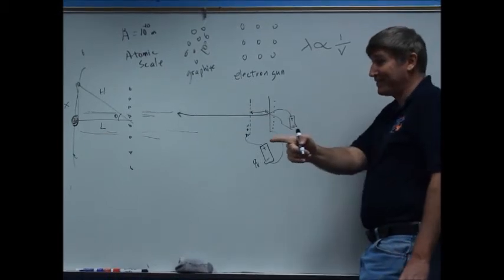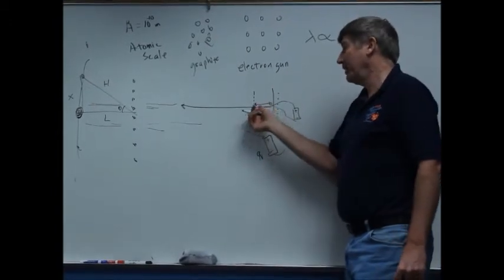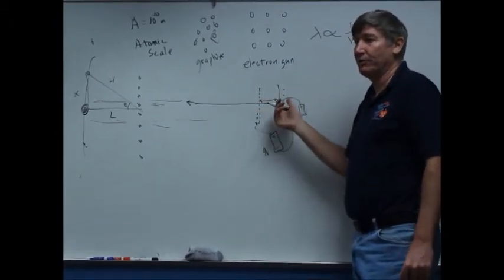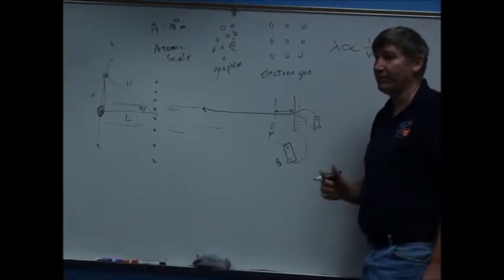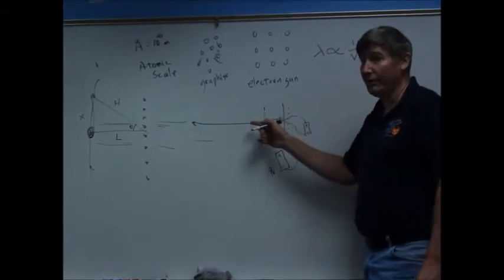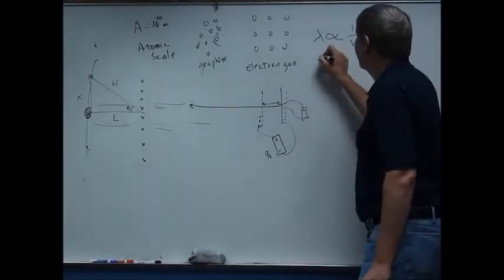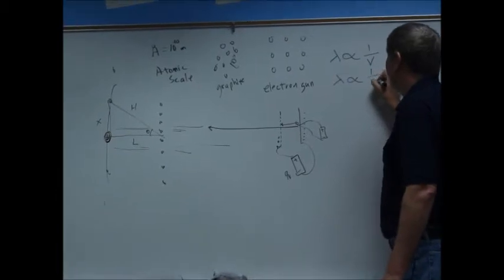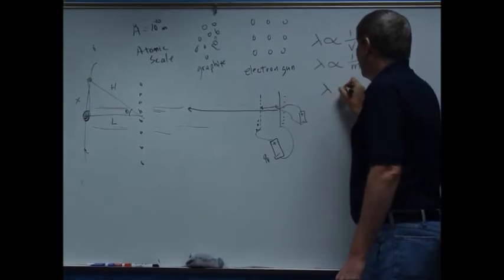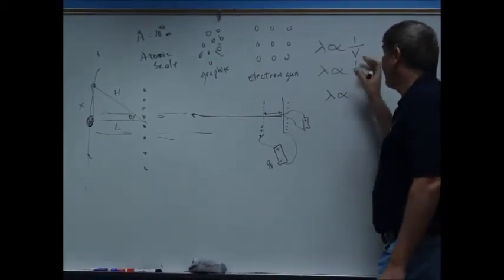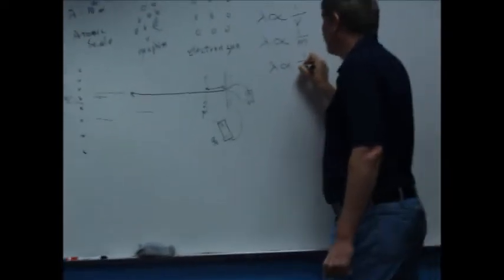But before we take that step, they also played around with different masses. In addition to shooting electrons, it's also possible to shoot protons and other things, like in the hadron colliders and the linear particle accelerators. You can shoot more than just electrons. So they shot objects of different mass, and they found that the wavelength was proportional to 1 over the mass, just like it was 1 over the velocity. They both come into the equation. So the wavelength is proportional to 1 over mv.